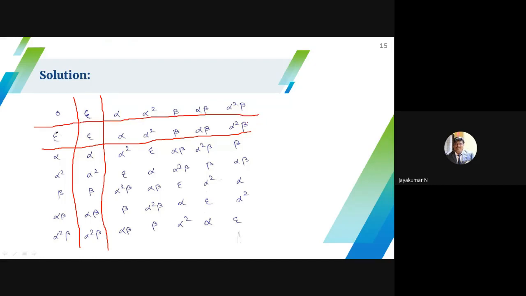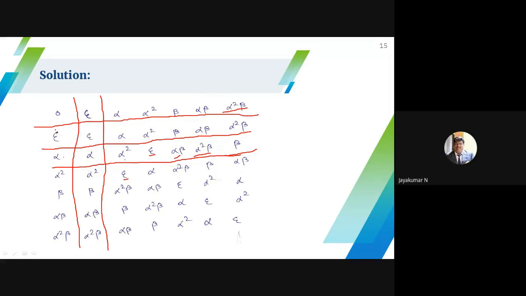Okay, what about the remaining? See, alpha into alpha is simply alpha square. Alpha into alpha square is alpha cube, and alpha cube is 1, that means identity. Alpha into beta is alpha beta. Alpha into alpha beta is alpha square beta, because alpha square beta is a member of our set. Alpha into alpha square beta: alpha into alpha square is alpha cube, considered as 1, so 1 into beta is beta. So this step is over. Clear?